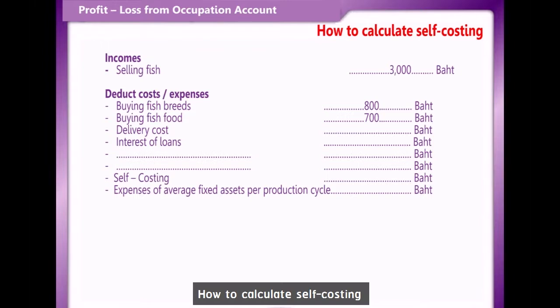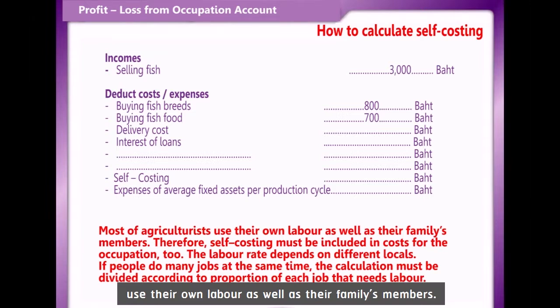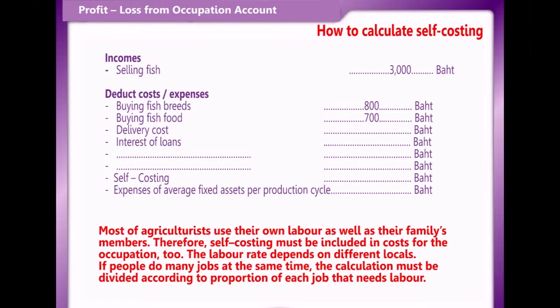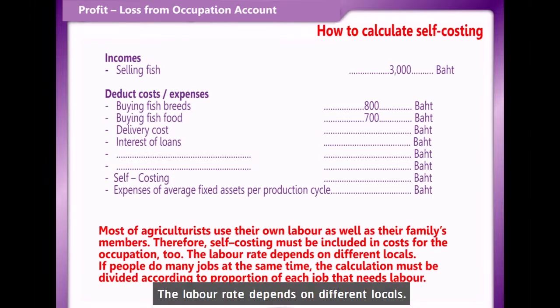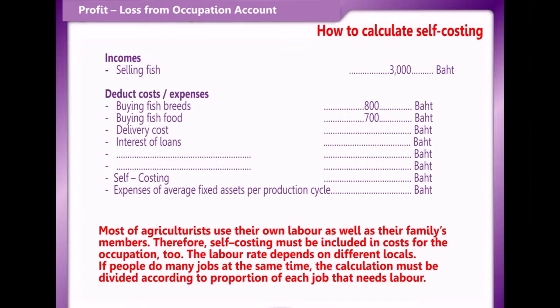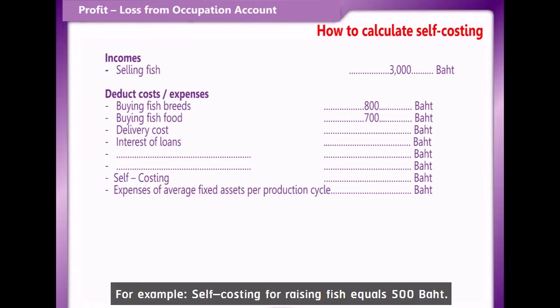How to calculate sale costing. Most agriculturists use their own labor as well as their family members'. Therefore, sale costing must be included in costs for the occupation too. The labor rates depend on different locales. If people do many jobs at the same time, the calculation must be divided according to the proportion of each job that needs labor. For example, sale costing for raising fish equals 500 baht.